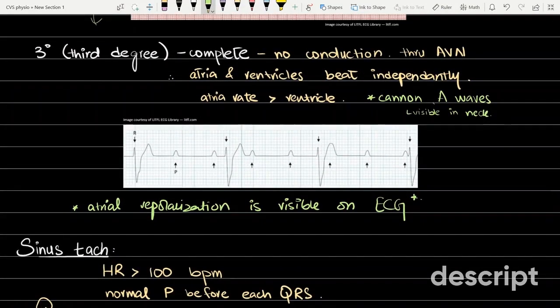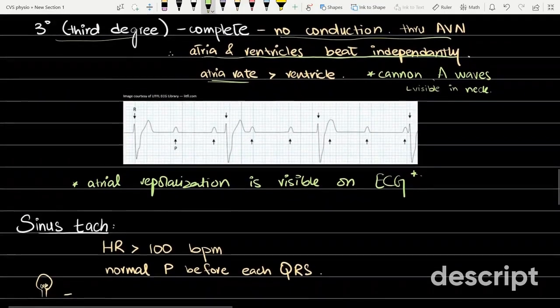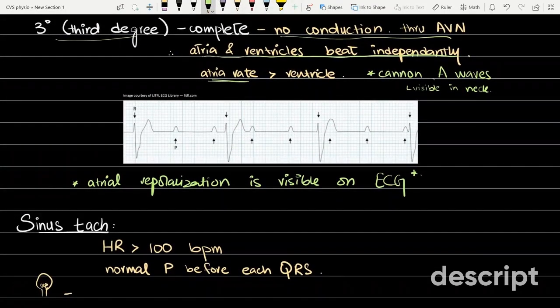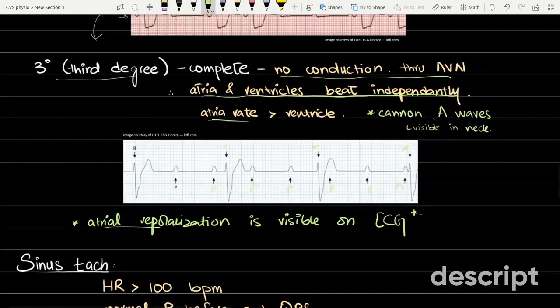Now for a third degree complete heart block, basically there is no conduction through the AV node. The atria and ventricles are beating independently. However, the atrial rate is always greater than the ventricular rate in third degree heart block. As you can see, they're beating independently. There will be independent waves. These are the R waves. They are independent of the P waves. There is no synchronization. And sometimes the atrial repolarization is visible on the ECG.